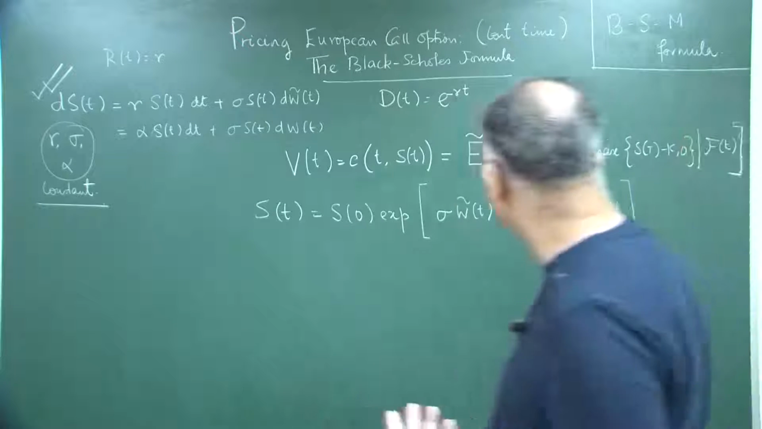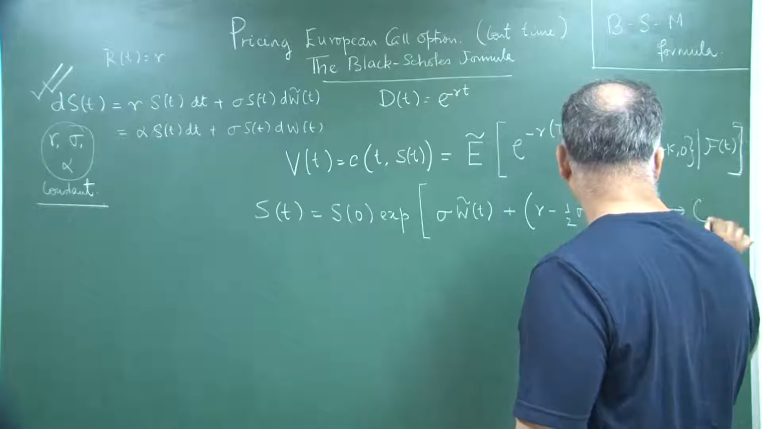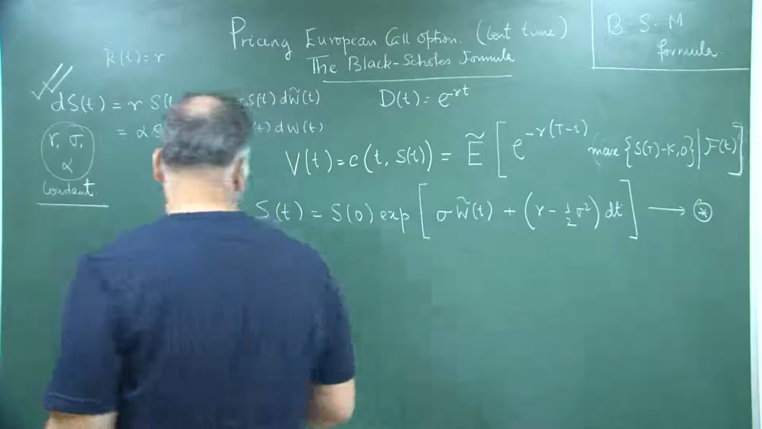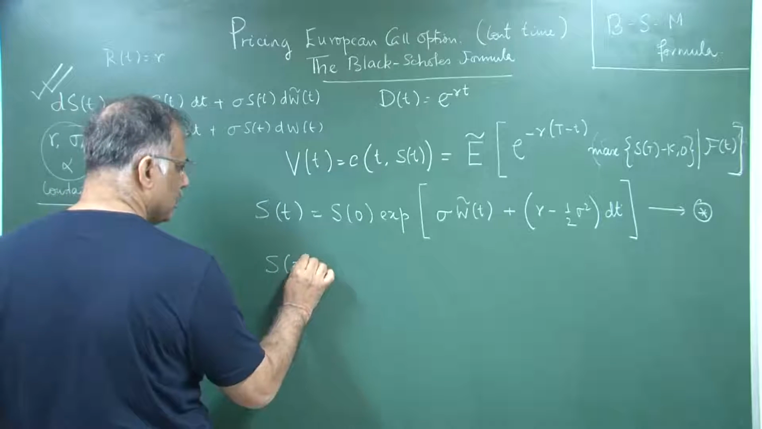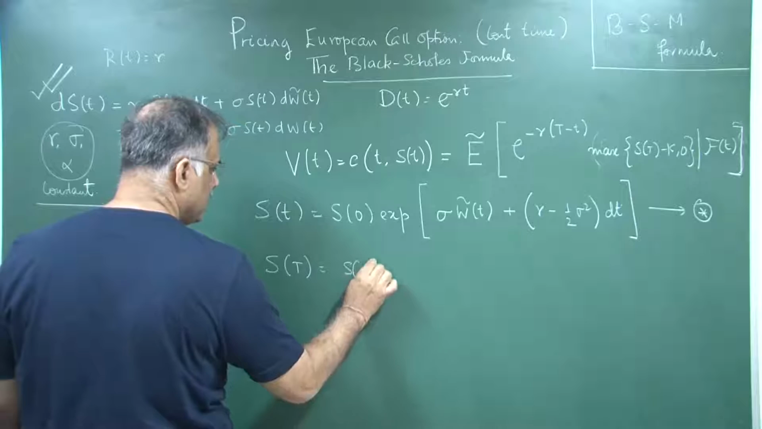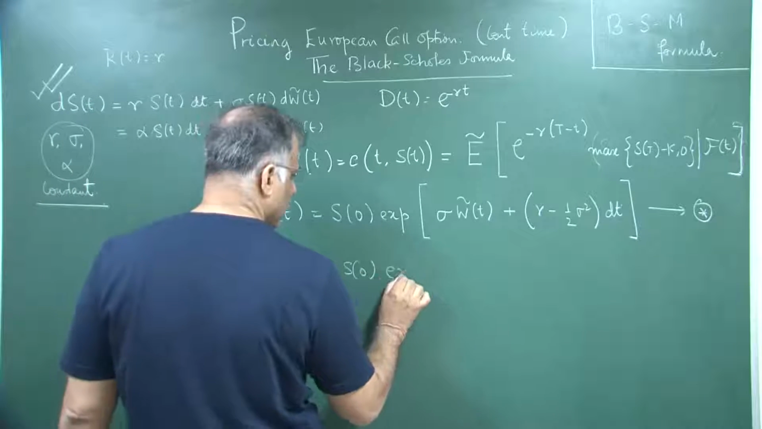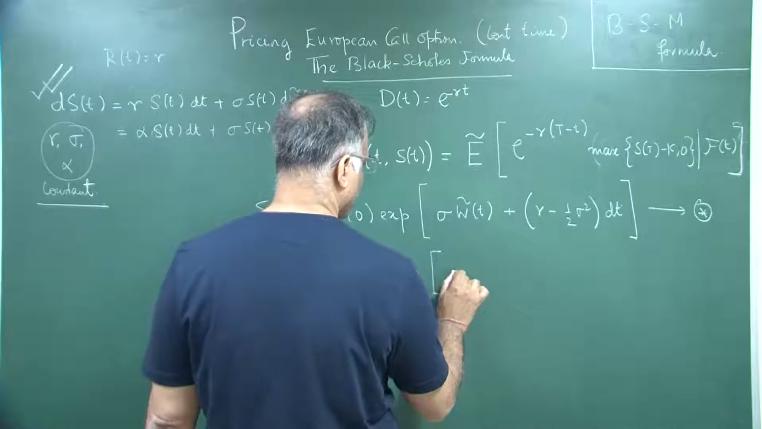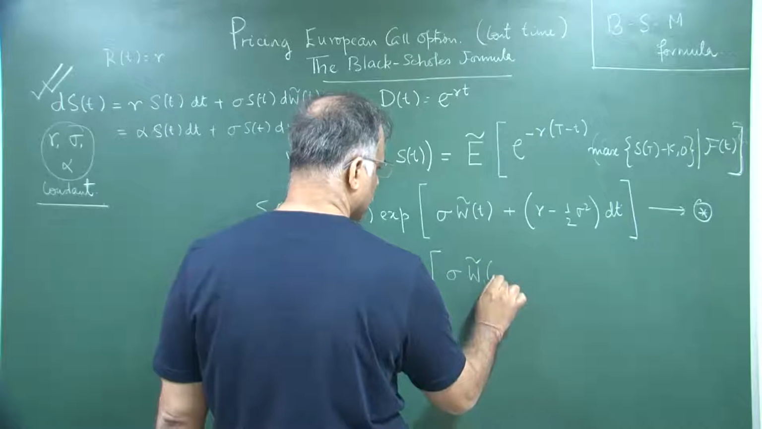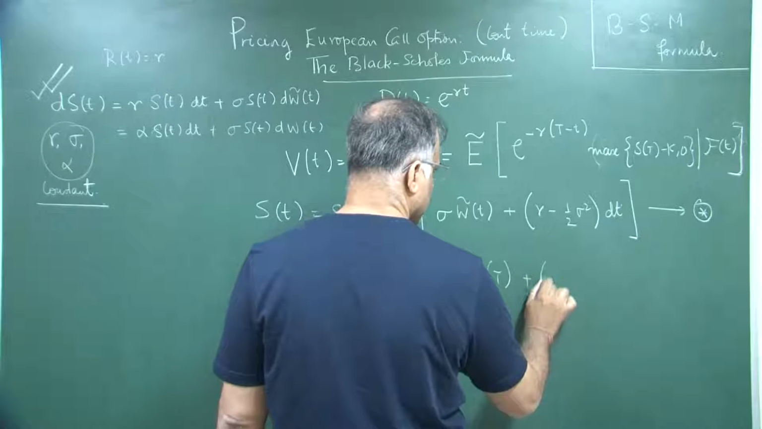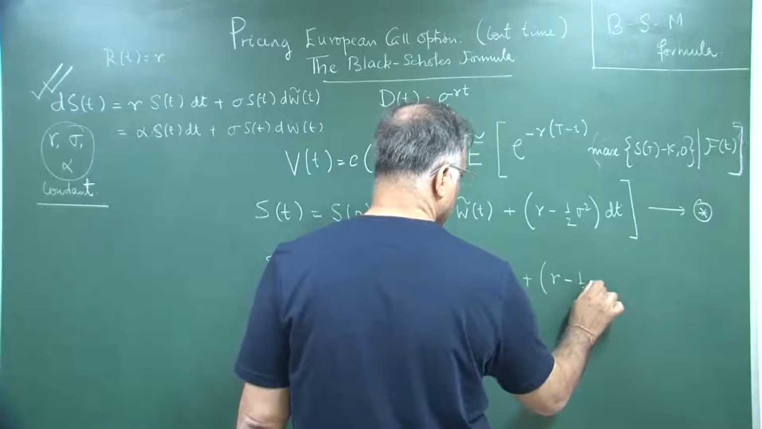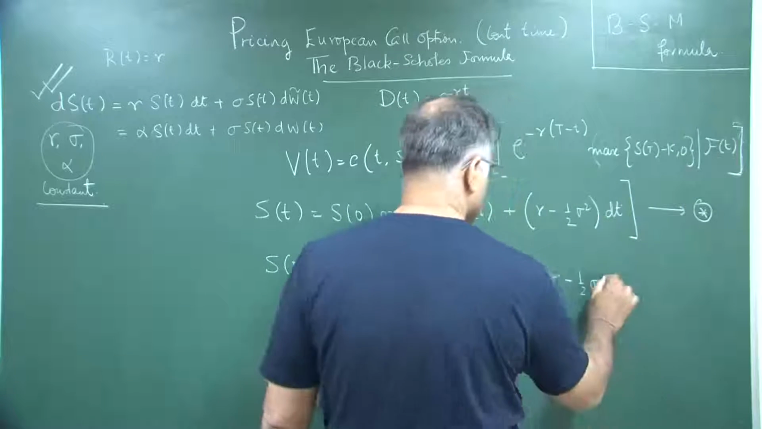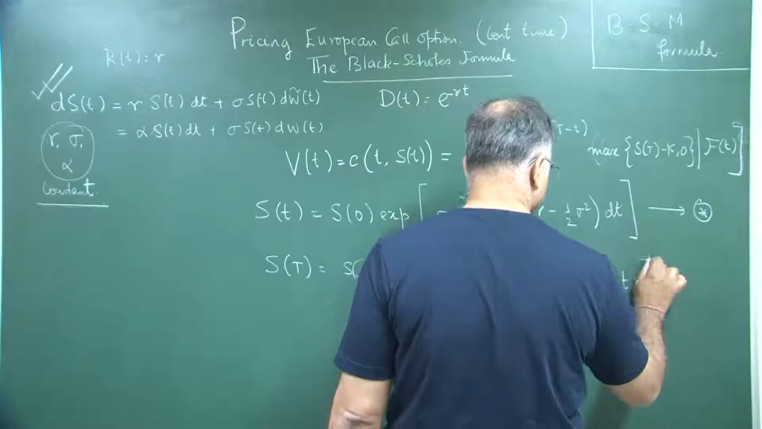Now, what about S of T? So, we call this formula as star, and then S of T naturally is the terminal time. Here it is any time and here is the terminal time, exponential sigma W tilde capital T plus R minus half sigma square capital T.